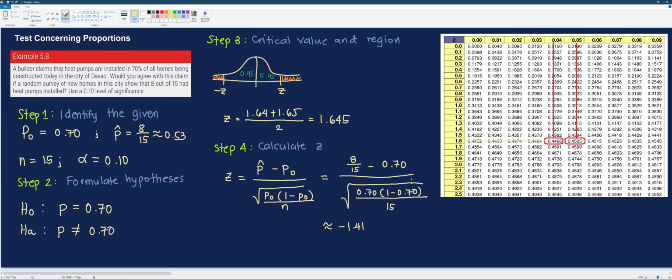Locating the position of the calculated z in the distribution, it is somewhere here. Because this one is equal to negative 1.645. Therefore, in step 5, where we formulate our conclusion, we fail to reject our H0 since the calculated z is not in the critical region. This means that we do not have sufficient evidence to disprove the claim.